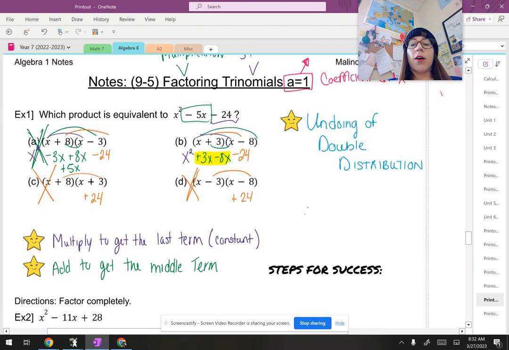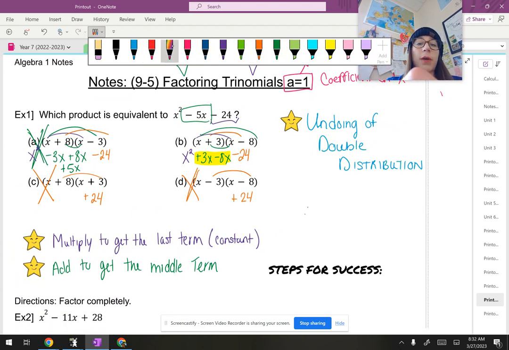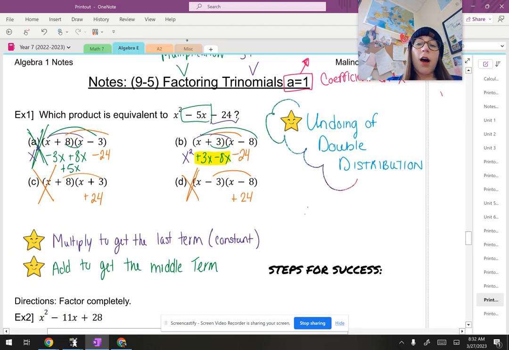And just keeping in mind that all of this is important and all of this relates back to other stuff we've been doing, because factoring is the undoing of double distribution.